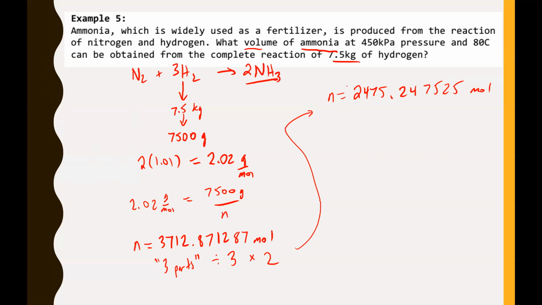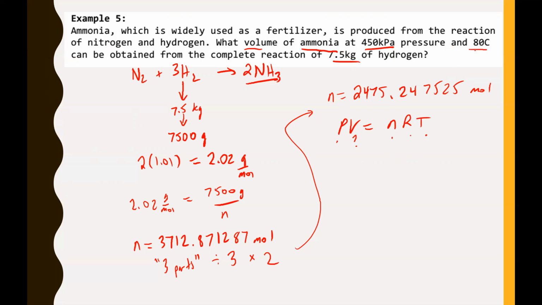All right, last up here. We're looking for a volume. We have a pressure. We have a temperature. We're going to have to use the ideal gas law once again. PV equals nRT. We have pressure. We're looking for volume. This is our unknown. We have this, and we have this.